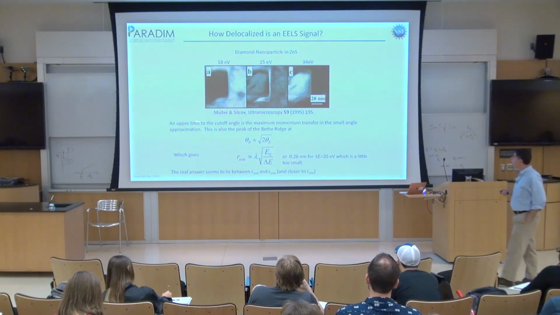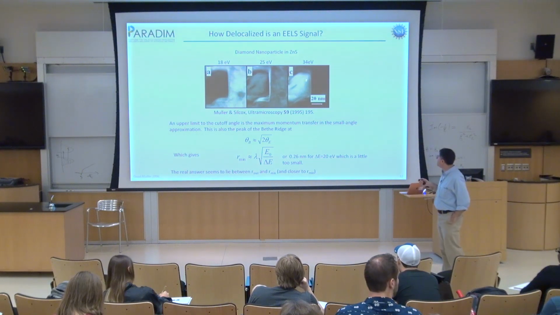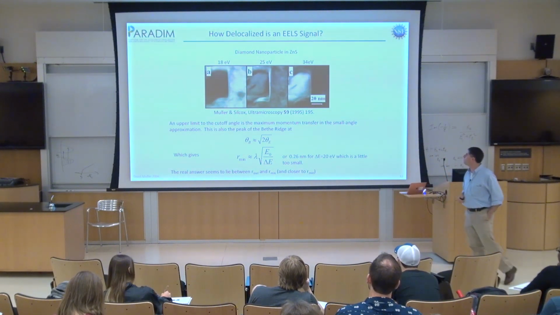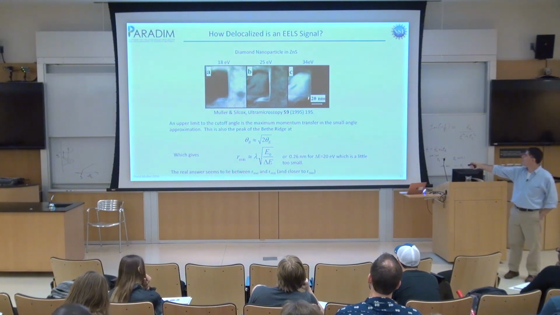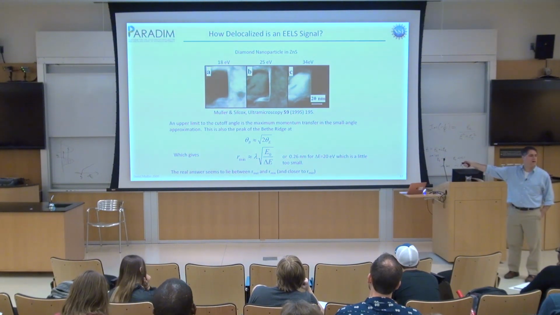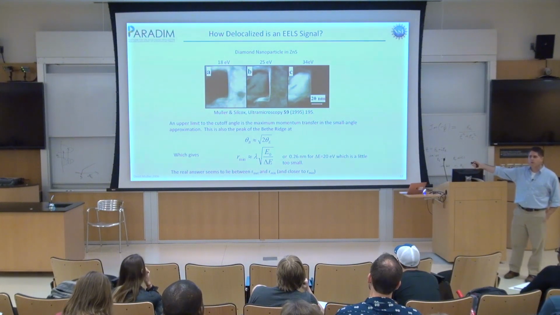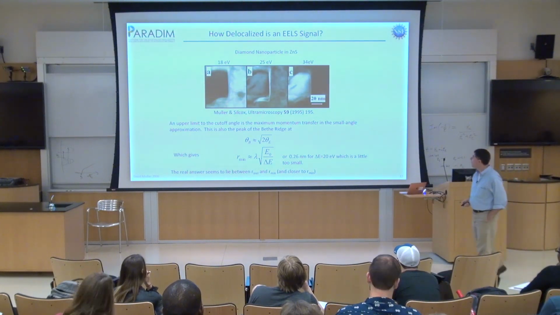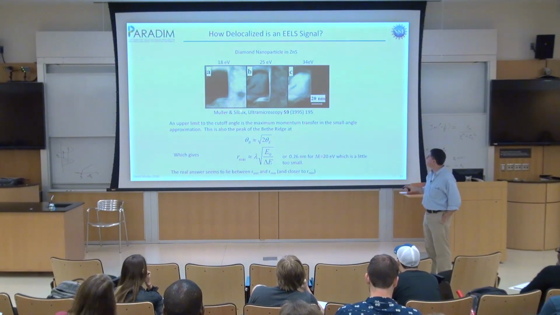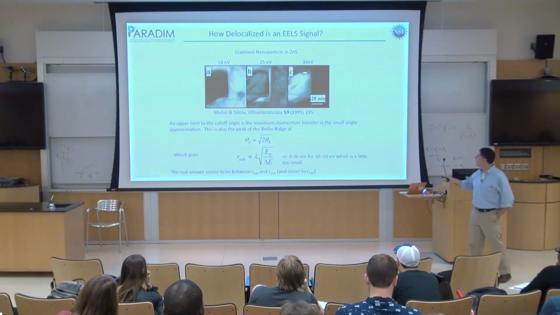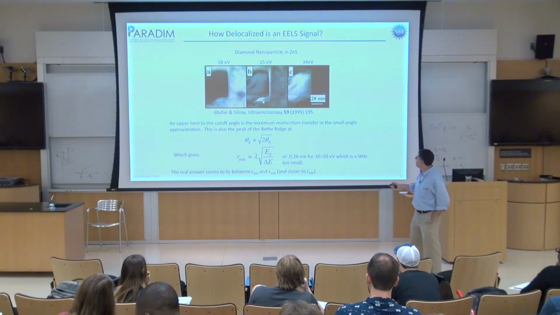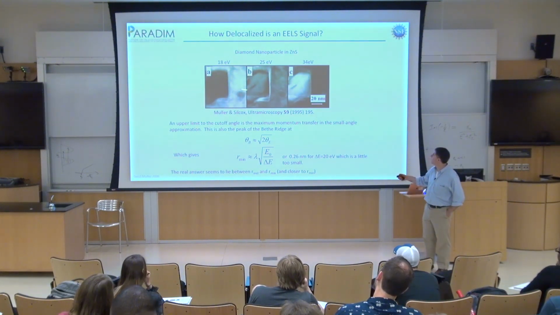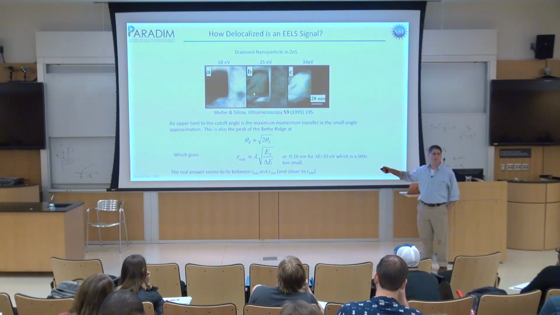So here's an example of a material. This is a diamond nanoparticle stuck in a zinc sulfide matrix. Diamond has a plasmon energy of about 34 eV. It has one of the highest electron densities of anything around. Zinc sulfide has about an 18 eV plasmon. So here at 34 eV you see the diamond, and down here you see the zinc sulfide. And here at the interface between the zinc sulfide and the diamond, you see an interface mode.